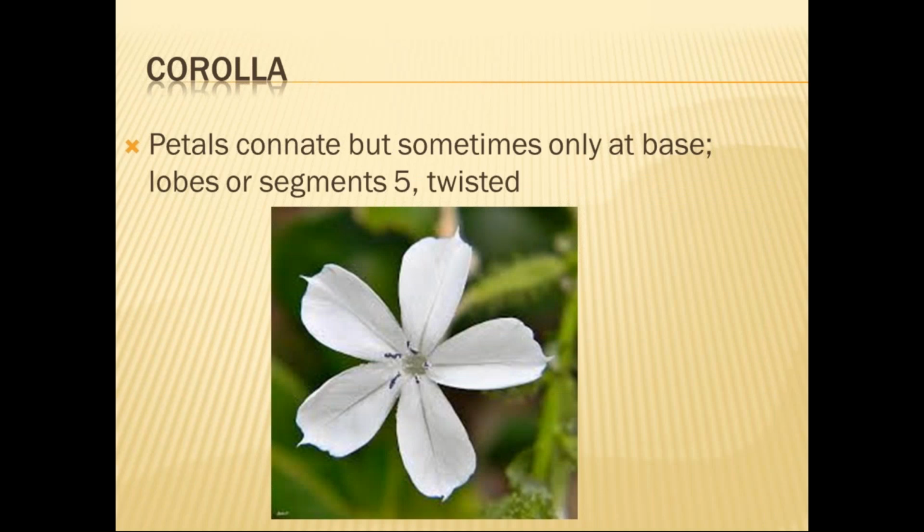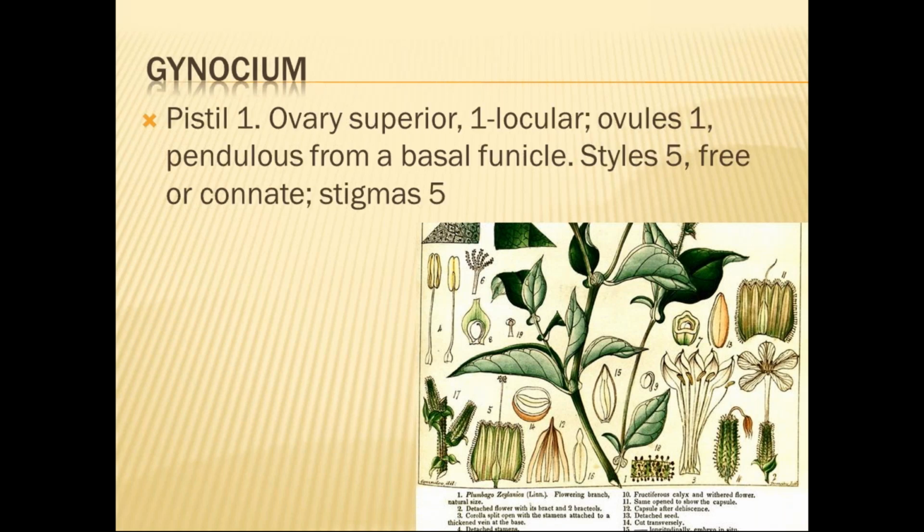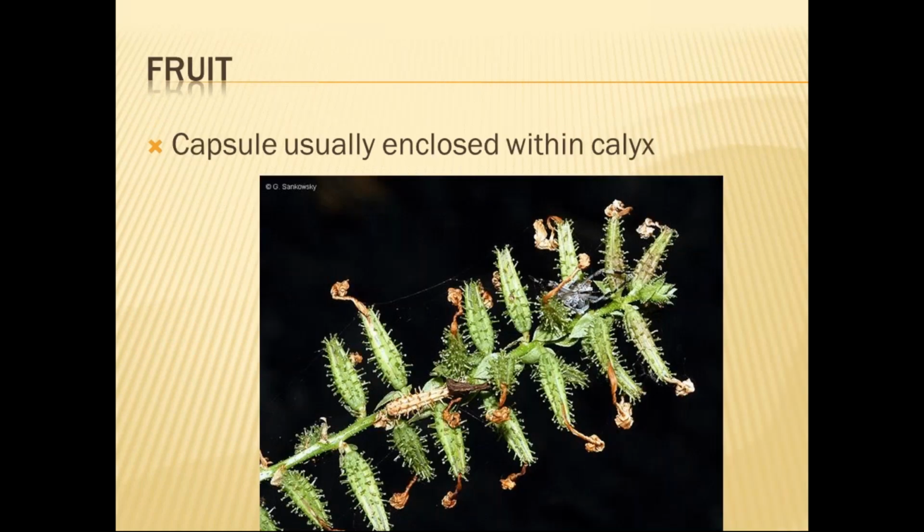Corolla petals are connate, that is, they are fused in shape, and they have 5 segments at the top and twisted arrangement. Stamens are attached to the corolla lobes, and they are 2-celled, with longitudinal dehiscence. Gynoecium, pistil 1, ovary superior, ovule 1, pendulous from a basal funicle. Style is 5 in number, free or connate, and stigma is 5 in number.